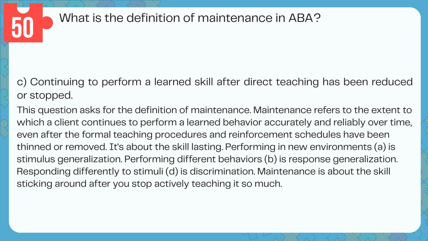Performing in new environments, A, is stimulus generalization. Performing different behaviors, B, is response generalization. Responding differently to stimuli, D, is discrimination. Maintenance is about the skill sticking around after you stop actively teaching it so much.